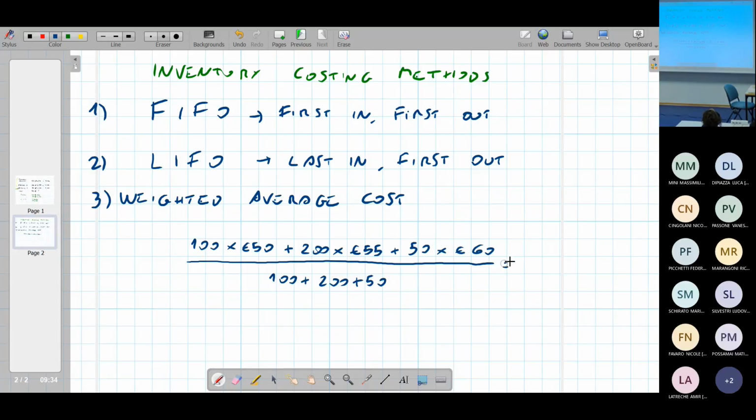It's an average cost, but it is weighted by the quantities. Essentially, it's the total value of the inventory divided by the units in inventory. You get an average cost per unit, which is affected by the different quantities. Those 200 units at 55 will weigh more than the others. You're going to apply this average cost when you sell. So the assumption is that I'm selling at this average cost.